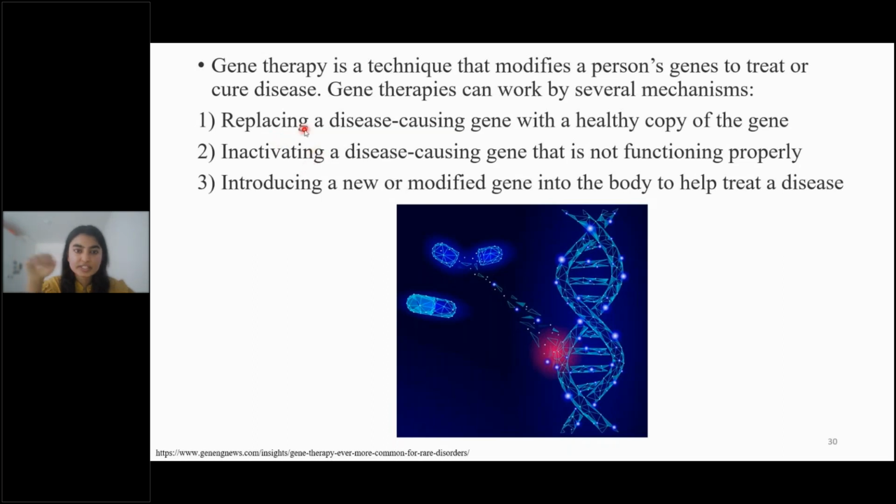Gene therapies can work by several mechanisms. First is replacing a disease-causing gene with a healthy copy. For example, if this gene is causing a mutation in the person, you can delete this gene and put in a healthy copy of that gene. Or second, you can directly inactivate, shut off, the disease-causing gene because it's not functioning properly.